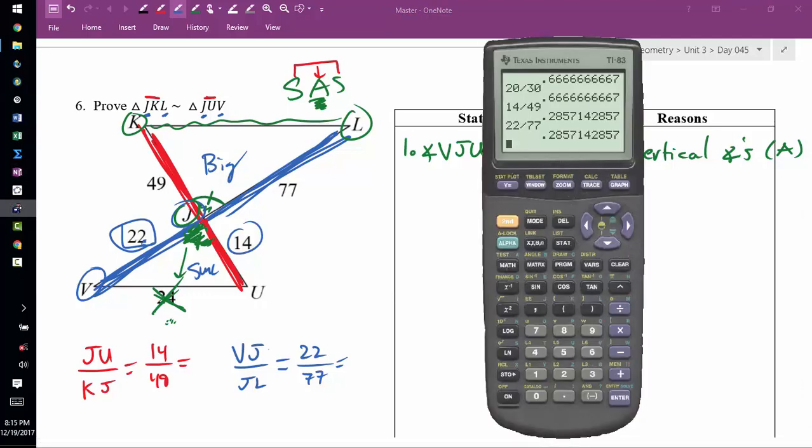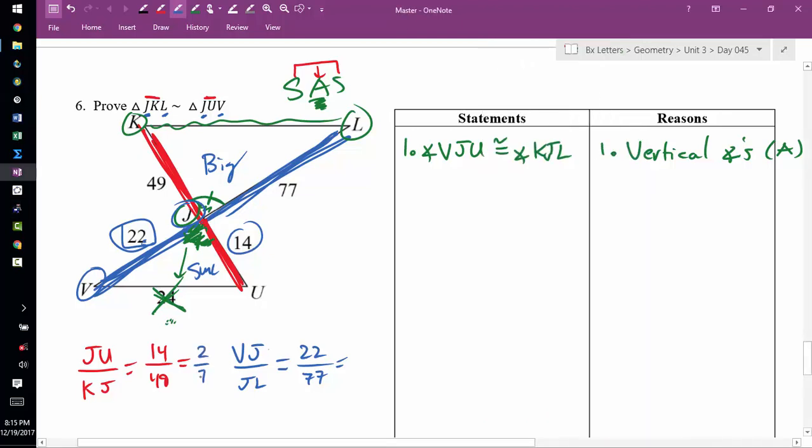You can leave it as 14 over 49 and 22 over 77, or maybe we should do some math, turn our answer into a fraction, and write the reduced fractions, 2/7. This 14 over 49 is really 2/7. That 22 over 77 is 2/7. And that's how I know the ratios are equal. So I'll do it like that. You could write it in decimal form, 0.285, or the way I've written it.